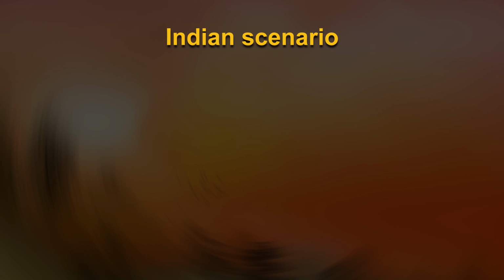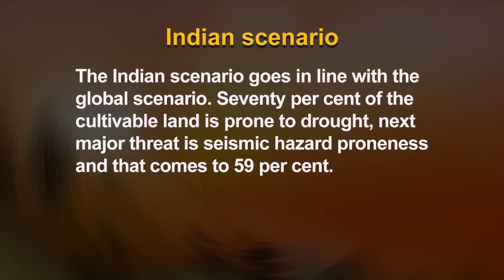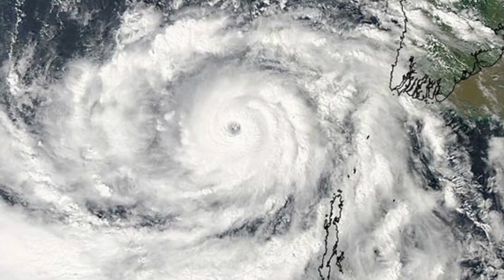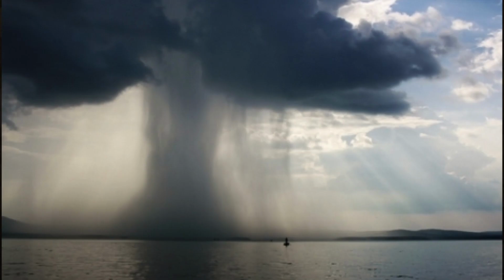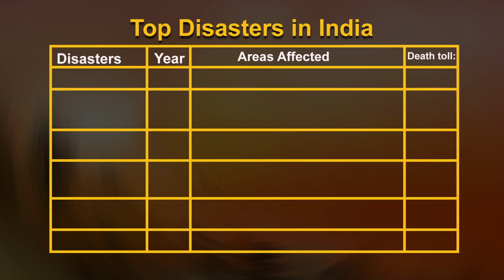The Indian scenario goes in line with the global scenario. 70% of the cultivable land is prone to drought. The next major threat is seismic hazard, and the prone area comes to 59%. There are also other threats like floods, cyclones, avalanches, landslides, hailstorms, cloud bursts, etc. These are all natural disasters. The table below shows the top disasters occurring in India.